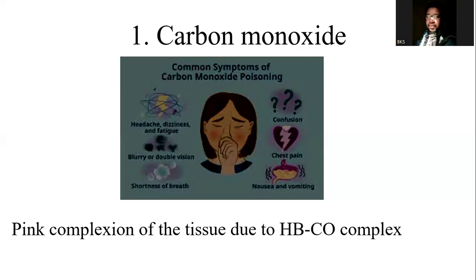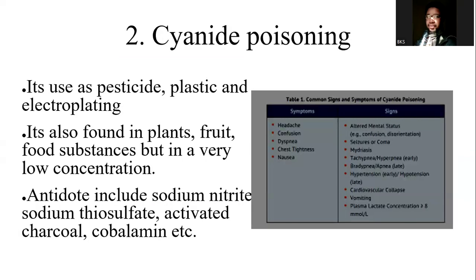If you inhale it, the carbon monoxide will bind to hemoglobin to form carboxyhemoglobin. This carboxyhemoglobin makes the oxygen not available, so the oxygen is not available for cellular respiration. So energy production will not be possible in the body. Then you start having weakness, confusion, vomiting, and whatever. And that leads to a pink complexion of the tissue. So these are the mechanisms of carbon monoxide poisoning. I've already told you what carbon monoxide leads to.